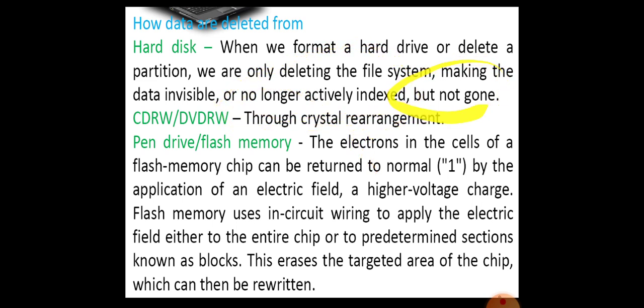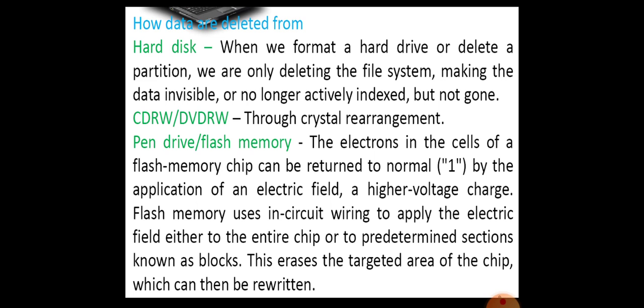But not gone. So whatever files you are storing in your local disks C, D, E, F won't be deleted permanently. You can only make them invisible. That's all. Then for CD and DVD, data is erased through crystal rearrangement using laser technology or using an ultraviolet light signal, etc.